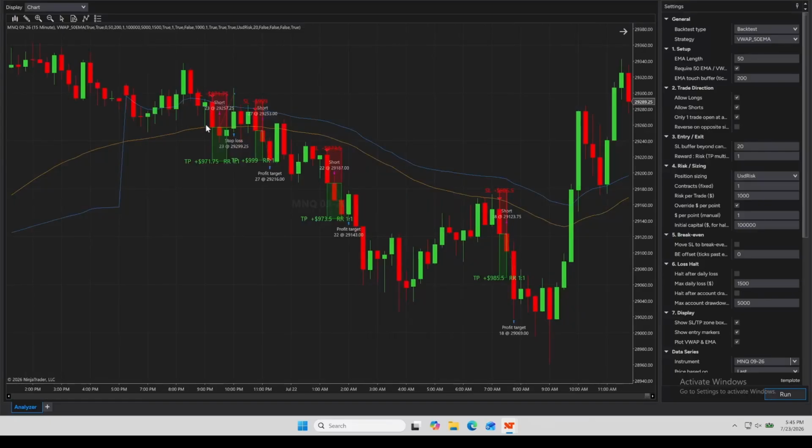Here are examples of trades that this would ultimately take. This will be 1 loss, 1, 2, 3 wins. So the strategy is good and it does work.